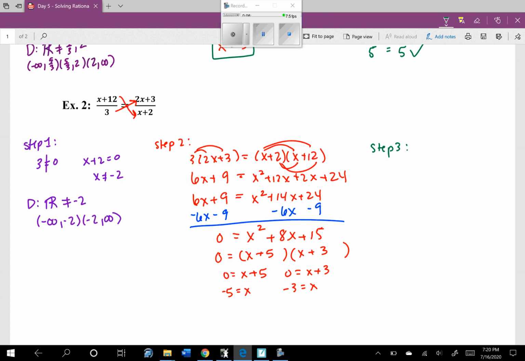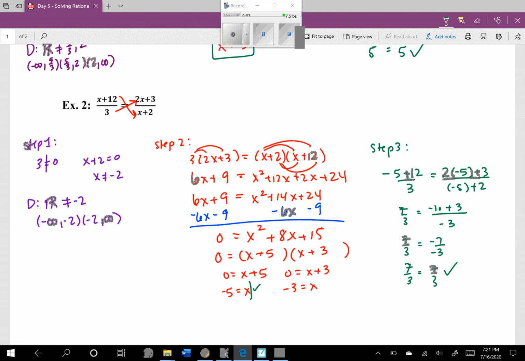So if I plug them in, (-5 + 12)/3 should be equal to (2(-5) + 3)/(-5 + 2). And when I do that, I get 7/3 is equal to (-10 + 3)/(-3). So 7/3 is equal to -7/-3. So 7/3 equals 7/3. So it checks out. That means we know this solution works.